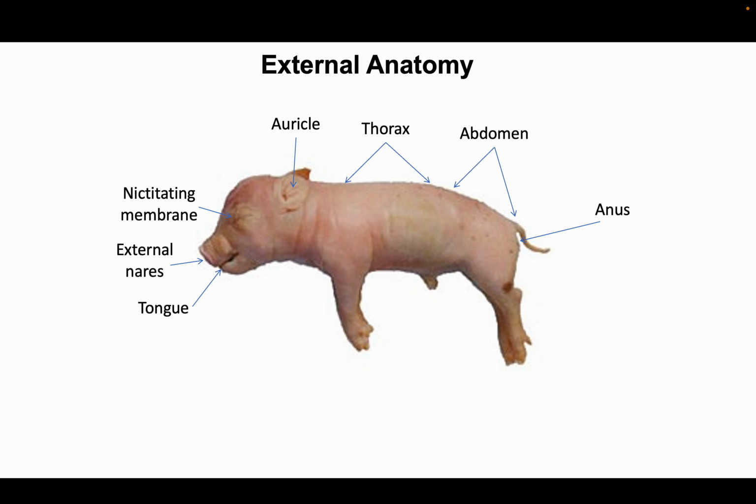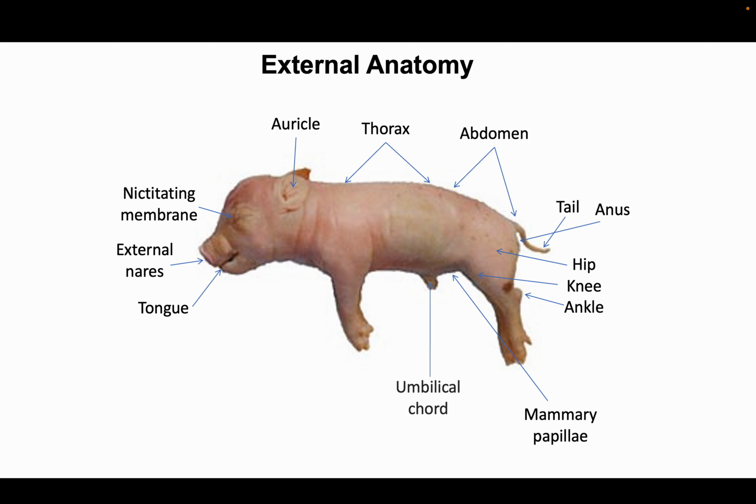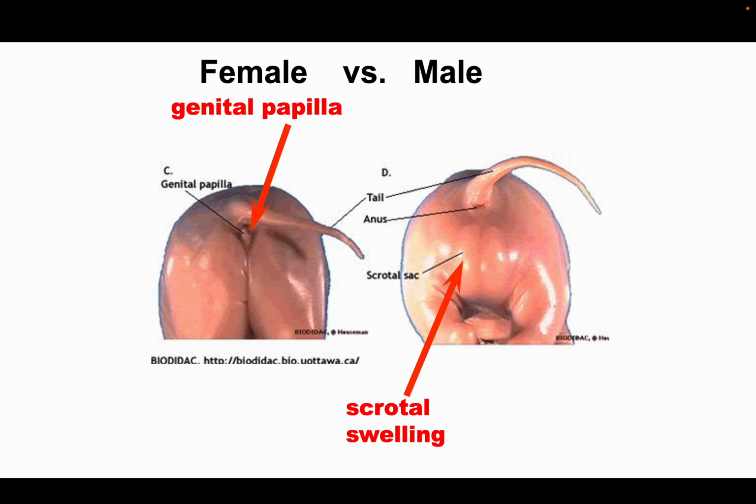Combined together, the thorax and the abdomen make up the trunk of the pig. Then we have the tail, the hip, the knee, and the ankle. The mammillary papillae, which are vestigial organs in males, but are used for breastfeeding in females. Then you have the umbilical cord, the digits, the wrists, and the elbow. So quickly go over these structures. It shouldn't take you any more than 5 minutes. Keep it under 5 minutes to quickly go over these structures with your partner.